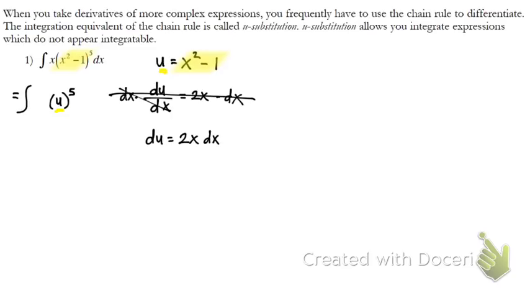Now, we still need to get rid of all of the other stuff in this original equation. So notice that I still have an x here and I still have a dx here.